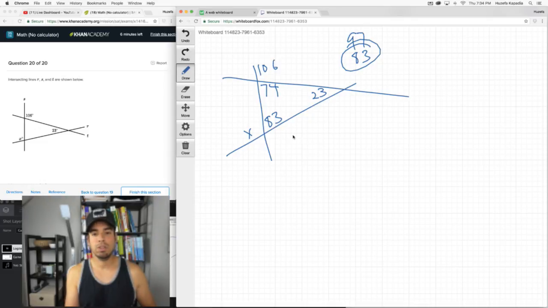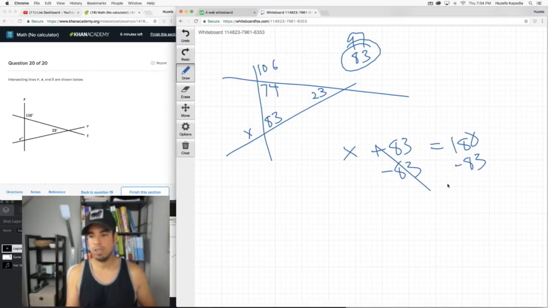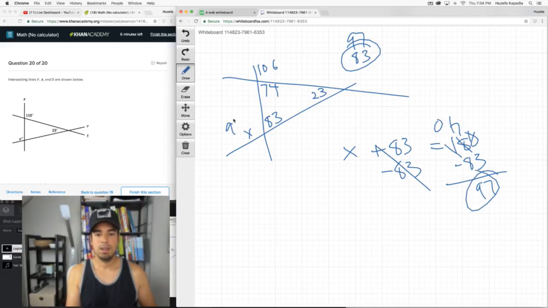Now, these two angles are supplementary. That means x plus 83 equals 180. Subtract both sides by 83. And what do we get? 97.